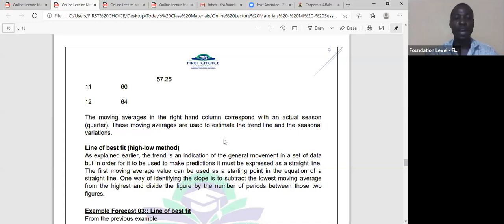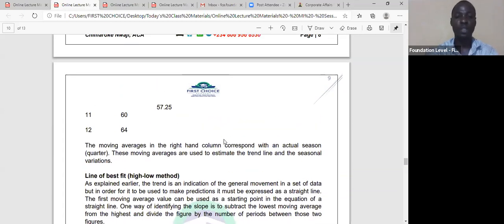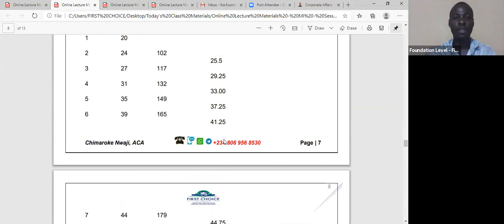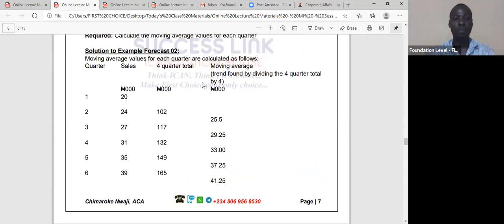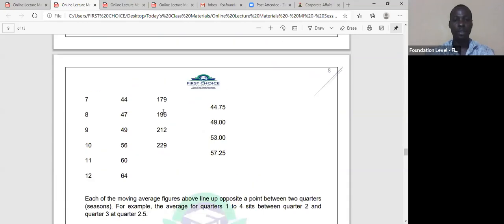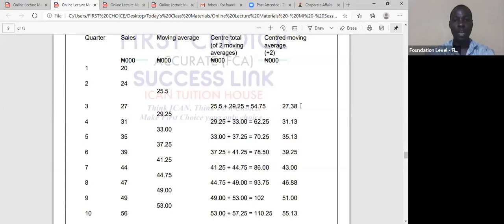So what is that moving average value? The first moving average value. So what's the first moving average value here? It is supposed to be either here, the centered moving average value, because this is the one that belongs to this quarter. So we can't take this.